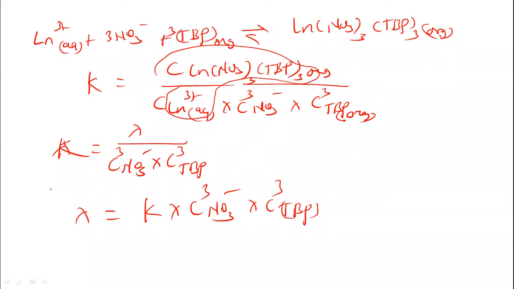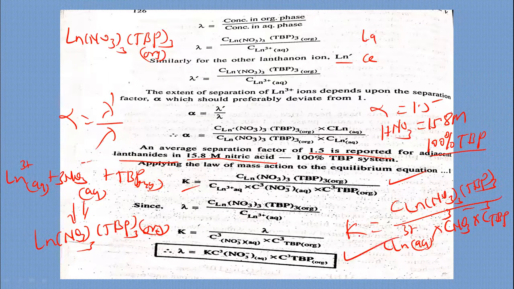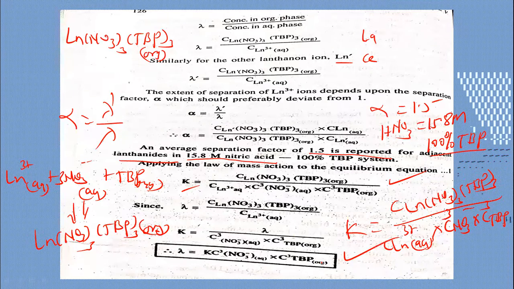So it means that this distribution coefficient value depends upon what? The concentration of the nitric acid and the concentration of the tributyl phosphate. It also depends upon the stability constant of the complex. So see here the equation. You can see lambda is equal to K into the concentration of nitrate ion raised to power 3 multiplied by the concentration of TBP raised to power 3 in organic phase.